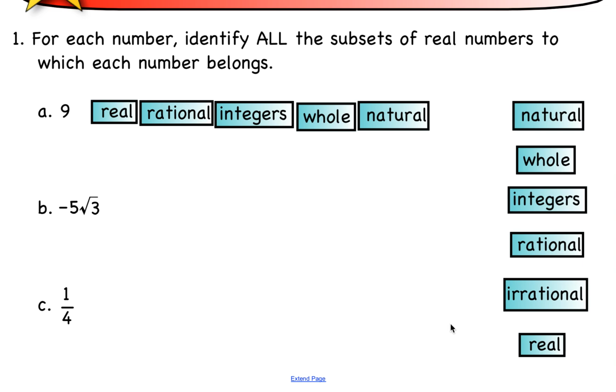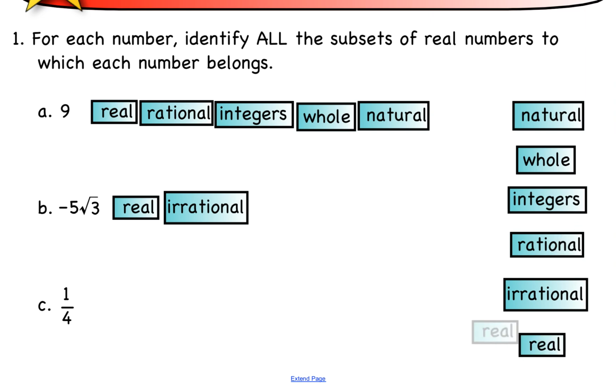How about letter B? Is it a real number? It's a real number, okay. Is it irrational? Can I simplify the 3 under the radical? The answer is no. So it is irrational because it doesn't simplify. If it's irrational, it can't be rational. It's one or the other. And if it's irrational, then it's none of the rest of these, right? The irrationals are out by themselves.